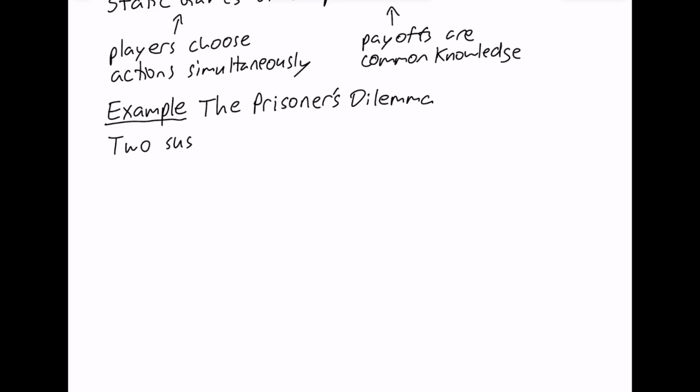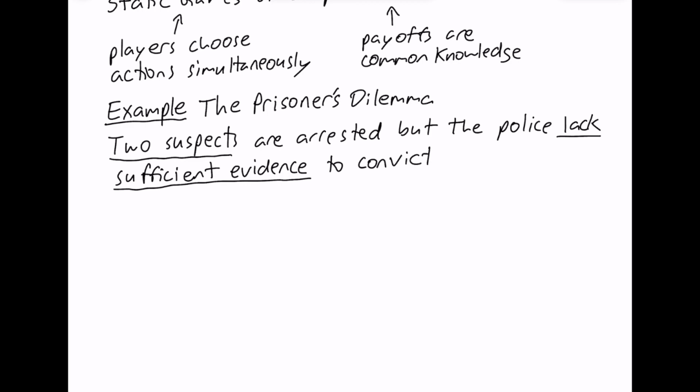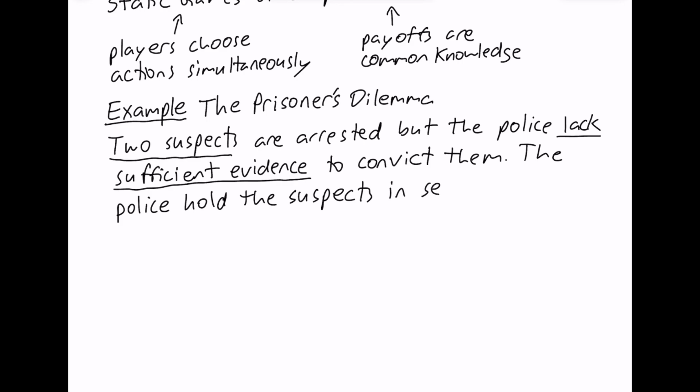Two suspects are arrested, but the police lack sufficient evidence to convict them. The police hold the suspects in separate cells. Now, this is an important point in the prisoner's dilemma that each prisoner is held in a separate cell. So each prisoner doesn't know what the other prisoner is telling the police.